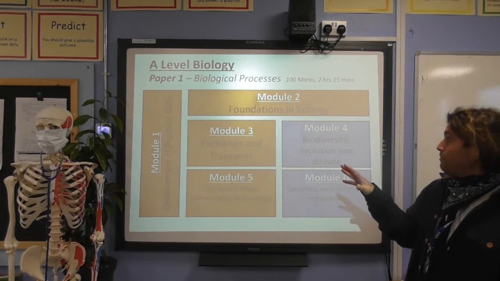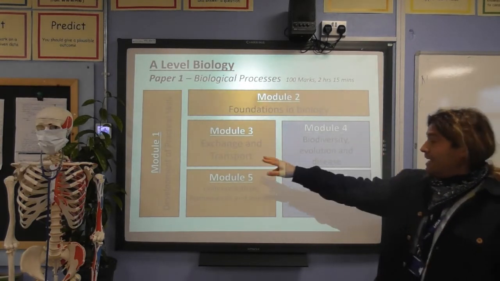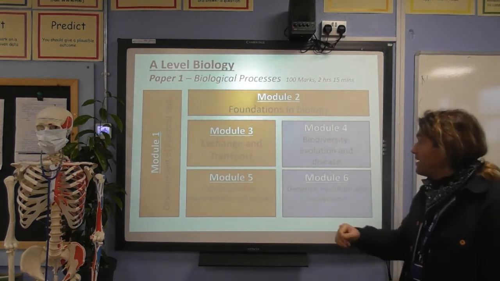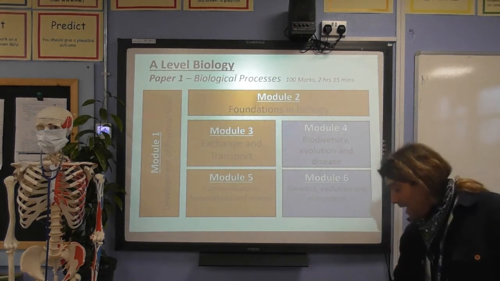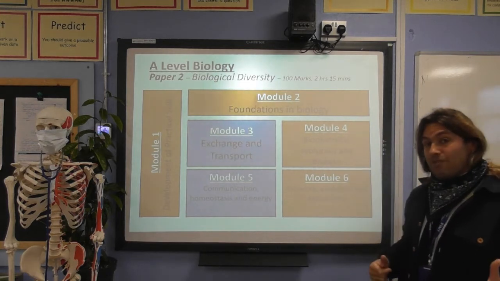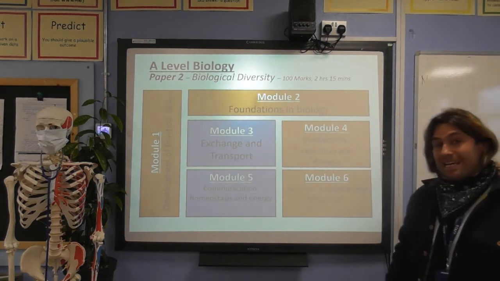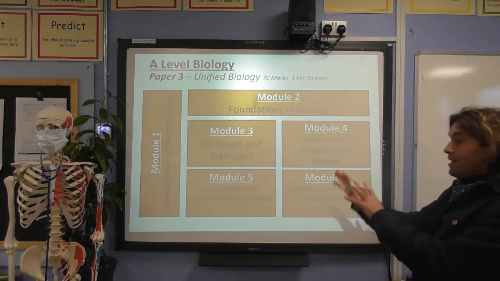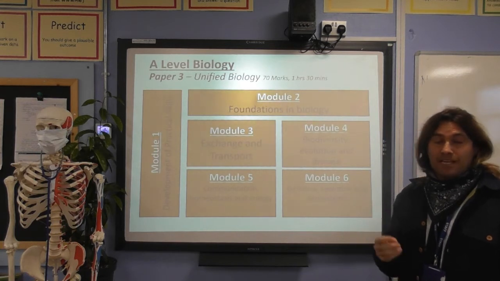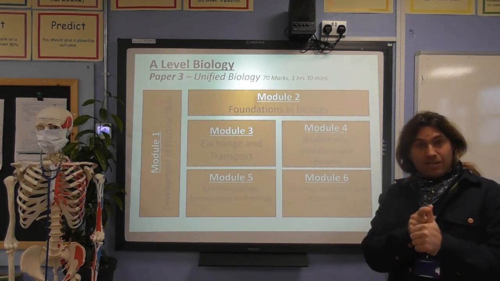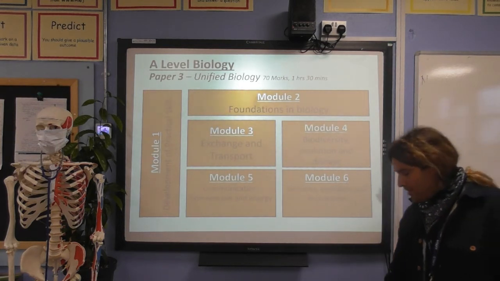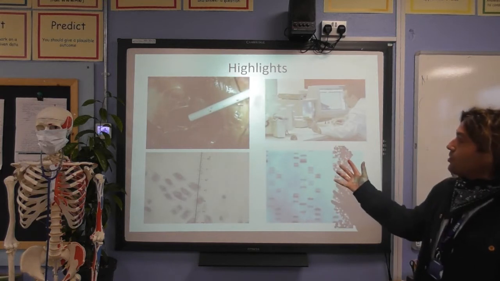So the first paper, biological processes, it examines module 1, which is the practical skills, and module 2, which is the foundations, and also 3 and 5. And then you've got the second paper, module 1, the practical skills, module 2, the foundations, and modules 4 and 6. And then the final paper is unified, where you're examined on everything on the entire course. So 3 papers, but modules 1 and 2, the practical element of biology and the foundations in biology, are examined in all 3 papers.